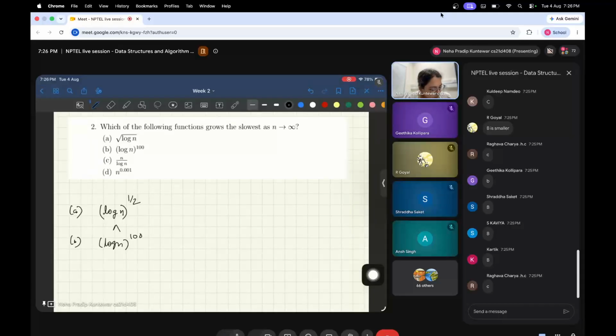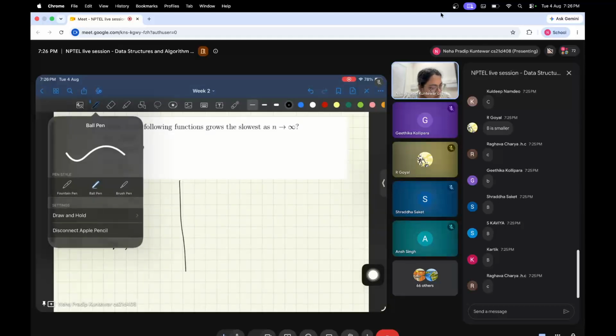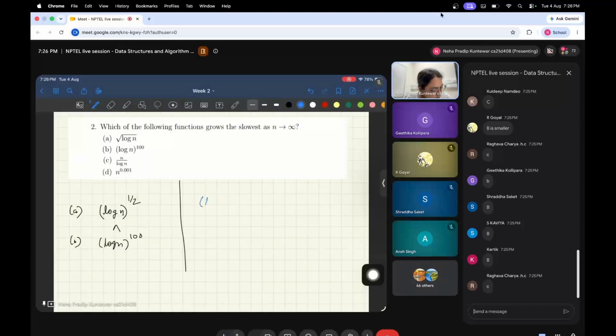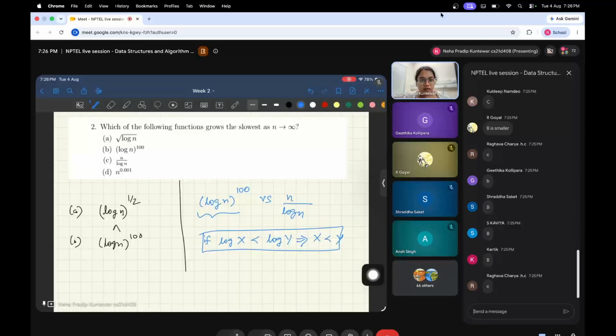Okay, so a bunch of mixed answers. So one way to check which is smaller is that you take logarithm on both the sides. If log of some quantity x is less than log of some quantity y, that means x is less than y. Therefore, one way to compare these two functions is to check which of their logarithms is smaller. So what is log of the first quantity? This is 100 times log n.